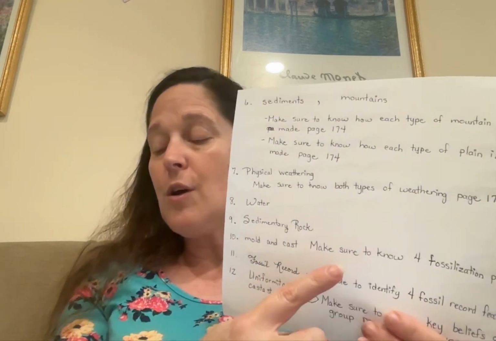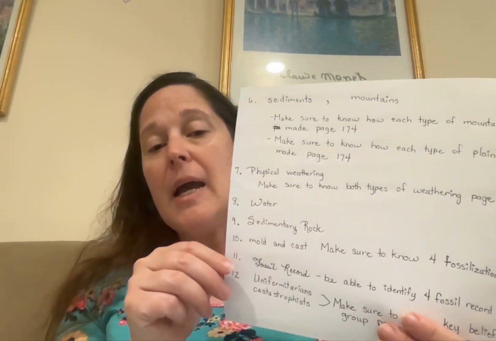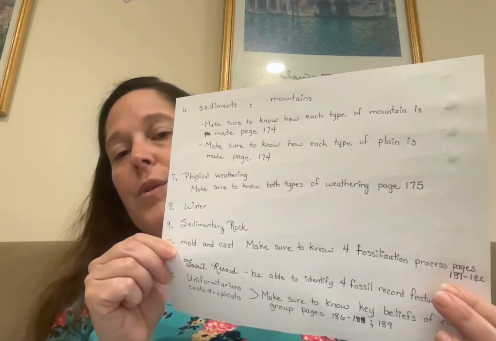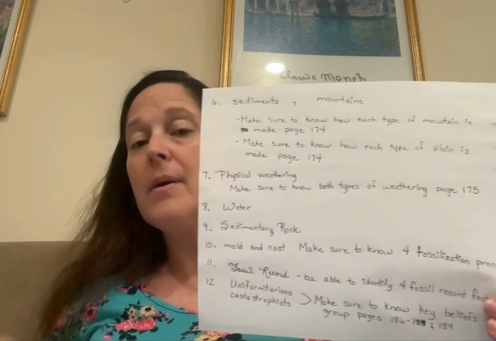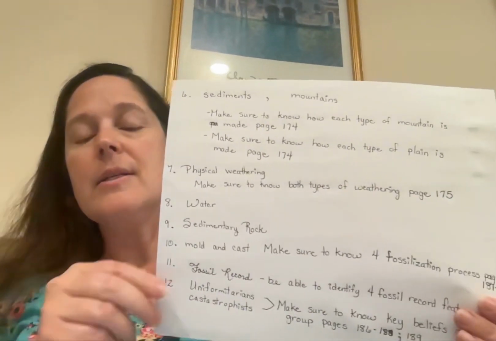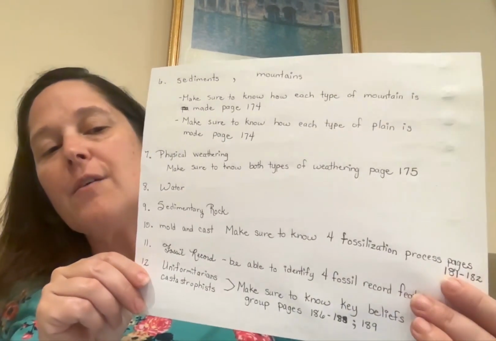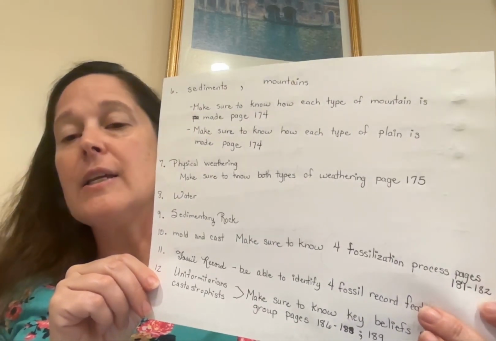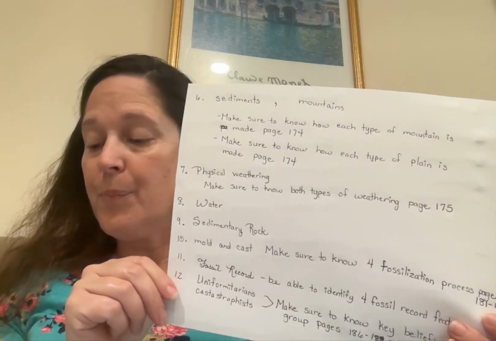But I want you to note that there are four different types of fossilization processes, and you need to know the definition for each one of them and what they entail. That can be found on page 181 to page 182 in your journal.